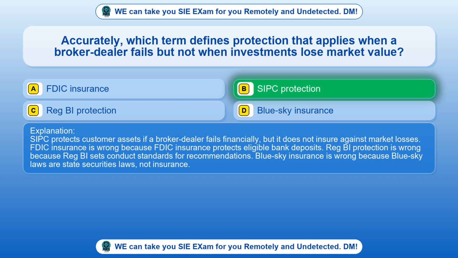FDIC insurance is wrong because FDIC insurance protects eligible bank deposits. Reg BI protection is wrong because Reg BI sets conduct standards for recommendations. Blue Sky insurance is wrong because Blue Sky laws are state securities laws, not insurance.